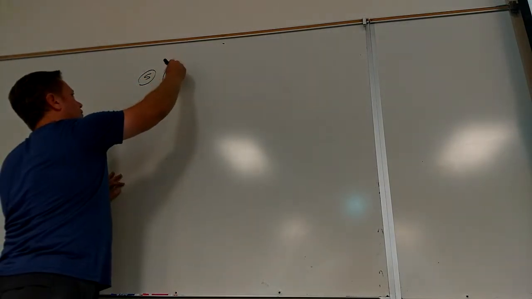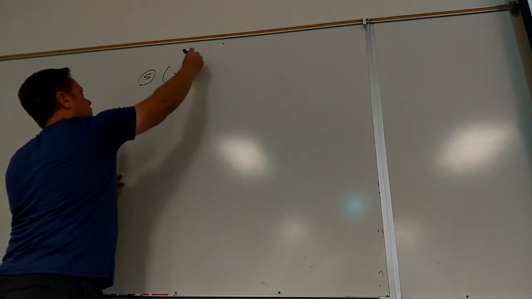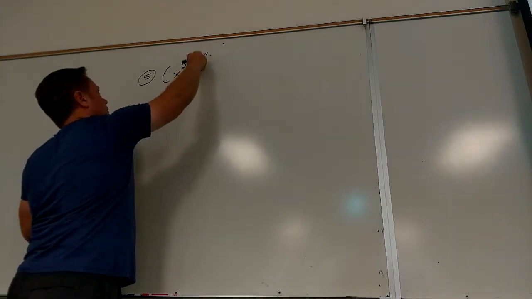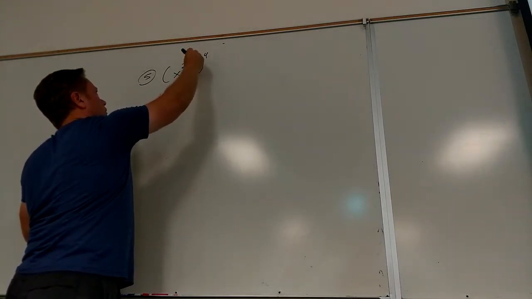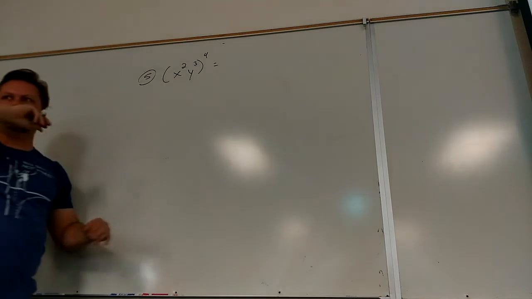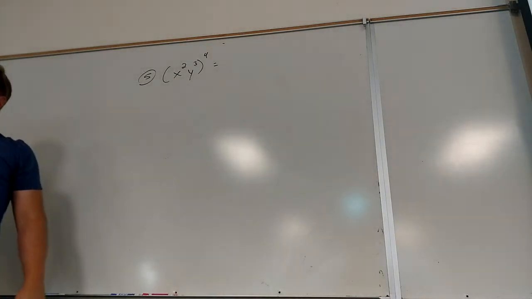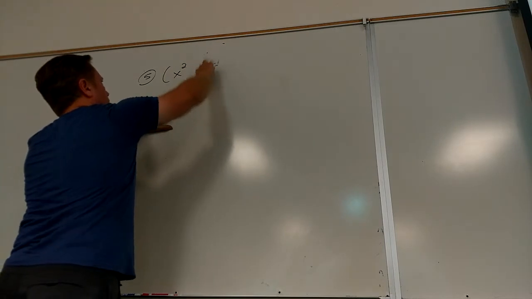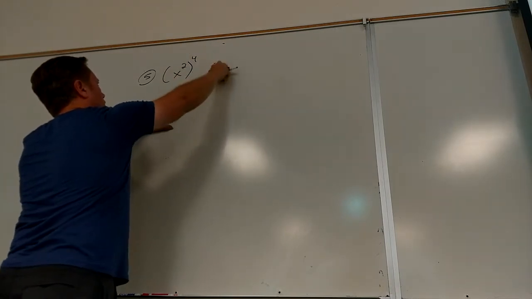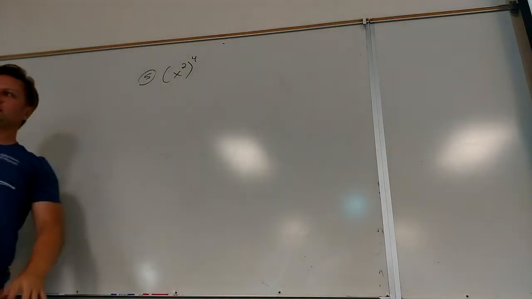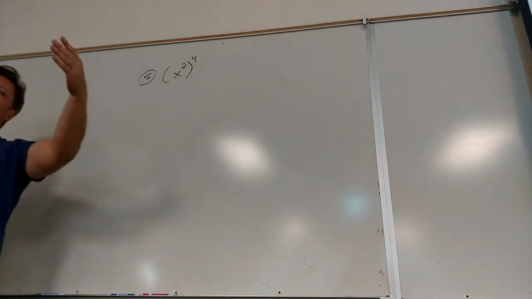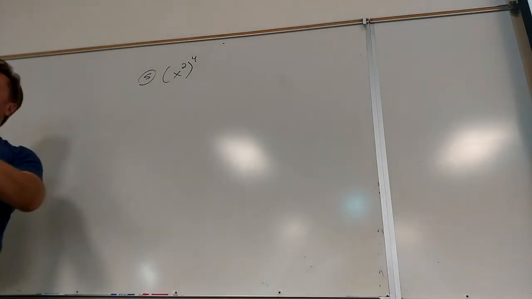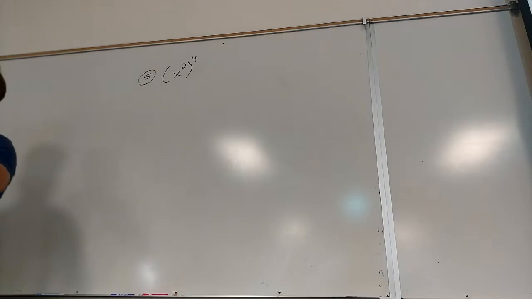What is this? Actually, let me take this away. I'm doing 2 at once. Let's just focus on this. What is that by itself? X squared to the 4th power. What does the 4th power mean? To me, it says you take x squared 4 times.